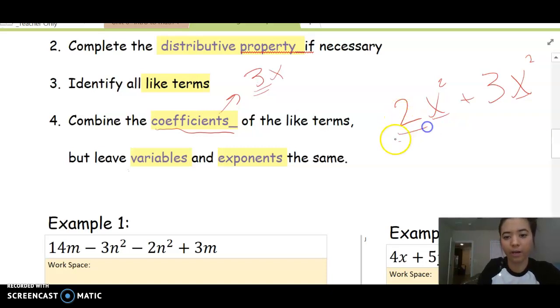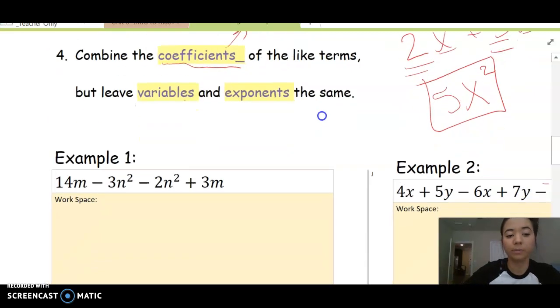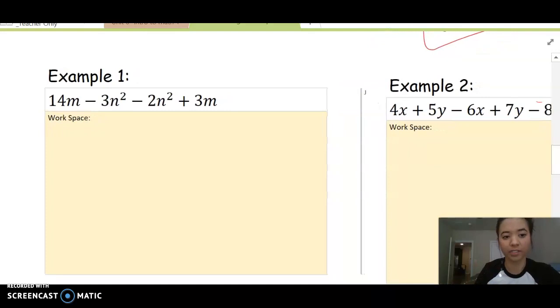So I'm going to combine my 2 and my 3. 2 plus 3 is 5. I'm going to leave the variable and the exponent the same, x with an exponent of 2. That's a small example. So now let's put this into actual practice.